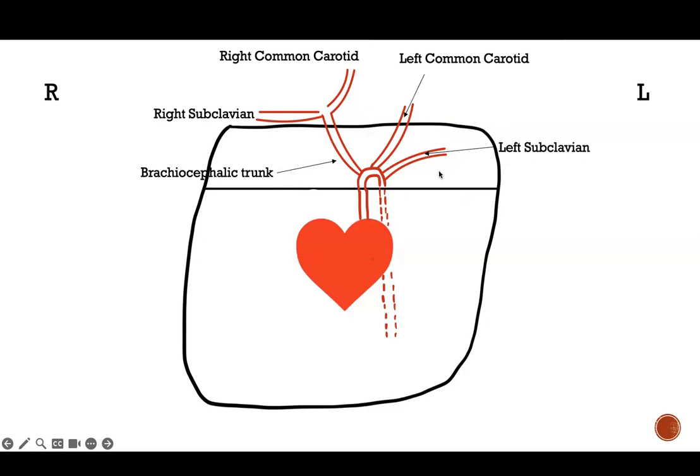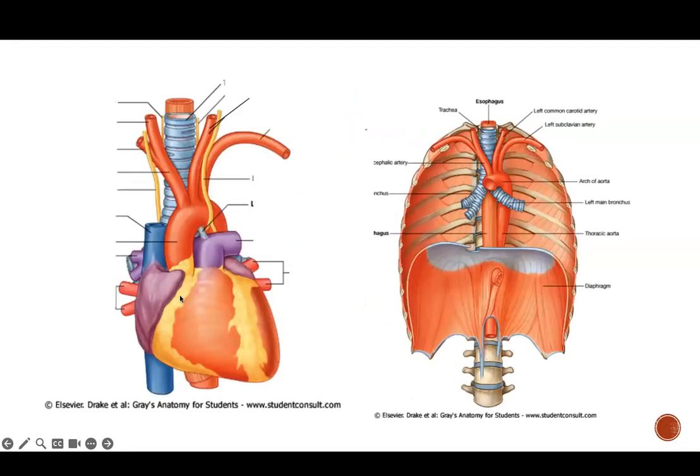Now, these are the images on your slides. This is the arch of the aorta, and this level we can say is the sternal angle. It gives off three branches. This is the brachiocephalic trunk, this is the left common carotid, and this is the left subclavian artery. And you can see the same thing over here. Now, we finished talking about arteries.